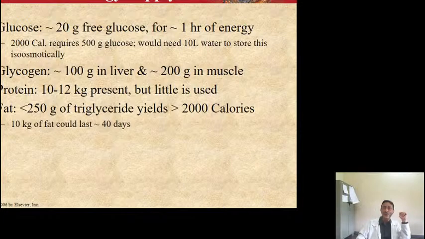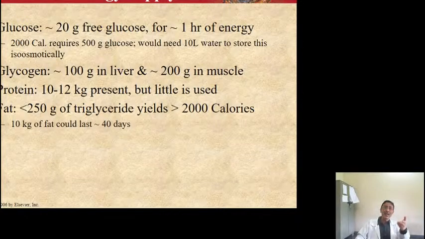Now where is the energy stored? This is the storehouse where you find that glucose is there, glycogen is there, protein is there, fat is there. If you have 20 grams of free glucose in the body, it is sufficient for 1 hour of energy process. Whereas in glycogen, 100 grams is stored in the liver and around 200 grams is stored in the muscle mass. 10 to 12 kgs of protein is present in the body, but little is used because basically it is the carbohydrates which come into the picture. Either the glucose directly or the glycogen breaking down into glucose is supplying the energy for the body.